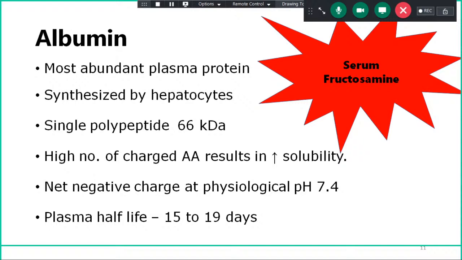Similarly, serum fructosamine comprises the glycated plasma proteins, of which glycated albumin is a major component. By measuring the glycated albumin, we can also tell the average value of serum glucose in the plasma for around 1 month, because the half-life of albumin is around 15 to 19 days. So by measuring the glycated albumin, we can tell the average value of serum glucose for the past 1 month.